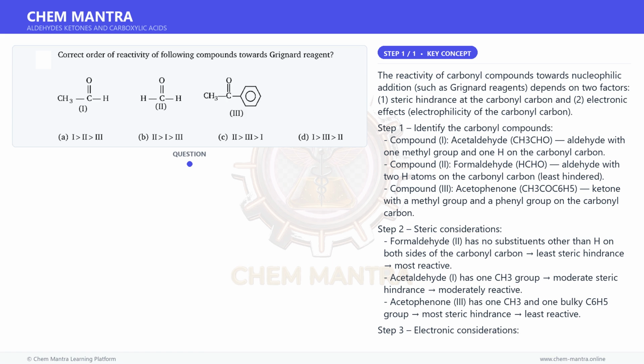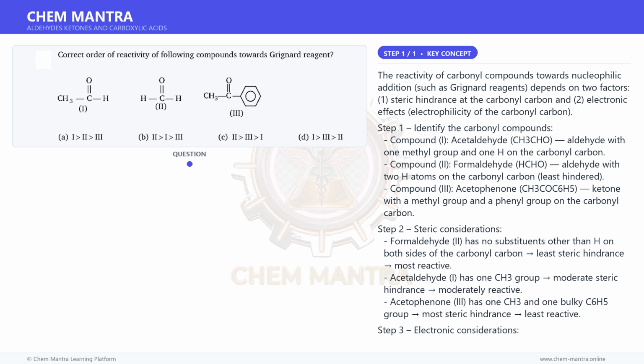Step 2. Steric considerations. Formaldehyde (2) has no substituents other than H on both sides of the carbonyl carbon, least steric hindrance, most reactive. Acetaldehyde (1) has 1 CH3 group, moderate steric hindrance, moderately reactive. Acetophenone (3) has 1 CH3 and 1 bulky C6H5 group, most steric hindrance, least reactive.